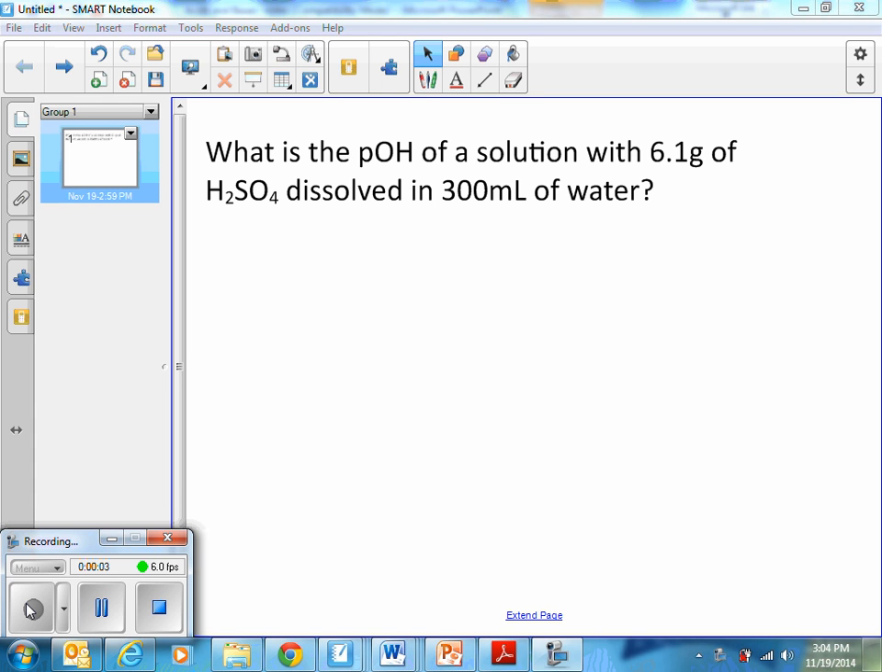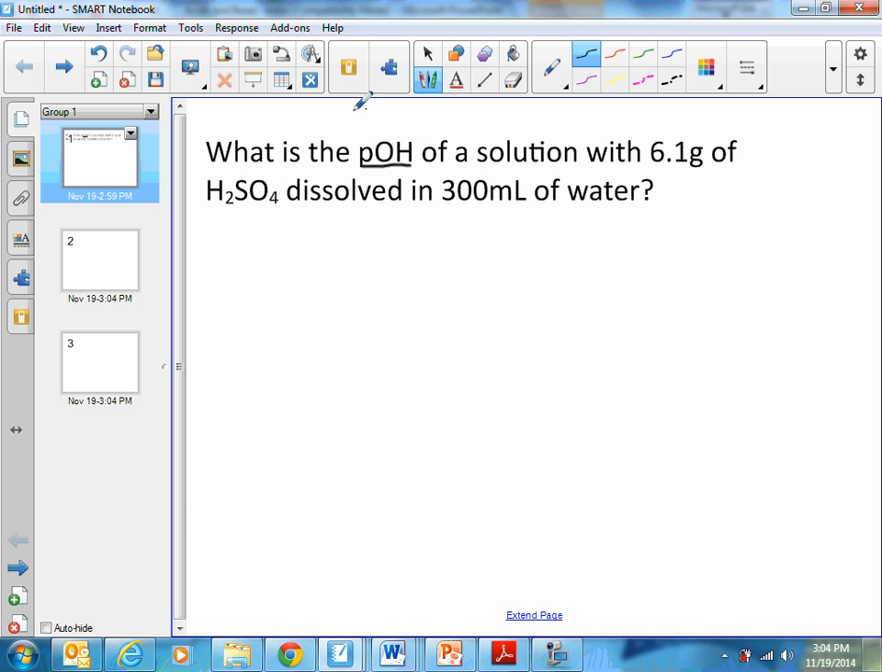The question is asking us to solve for the pOH of a solution with 6.1 grams of H2SO4. So if I'm solving for pOH, I do have to know what my hydroxide concentration is. Okay, and this question hasn't given me any information about that. But what I do know is I have 6.1 grams of H2SO4 and I'm dissolving it in 300 mL of water.